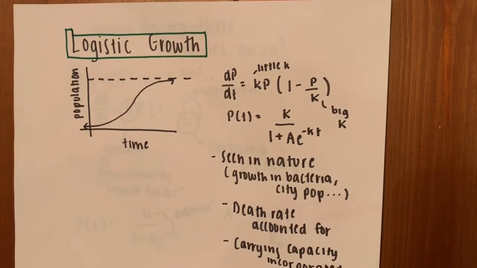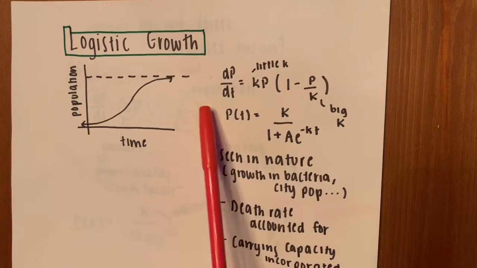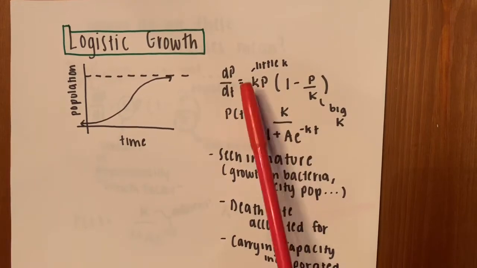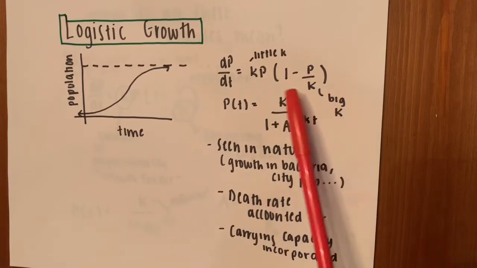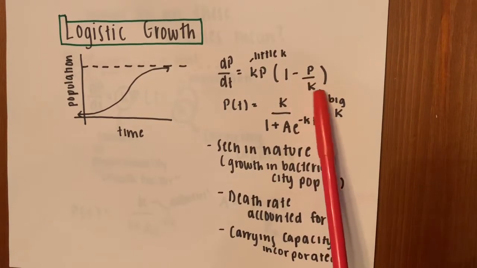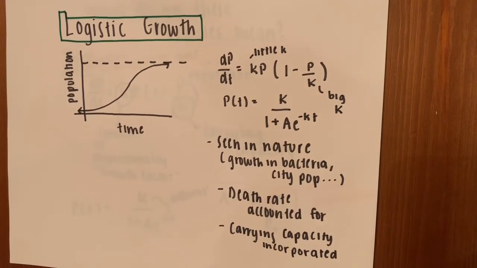Today we're going to be talking about logistic growth, which is a little bit different. So logistic growth is represented by the differential equation dP/dt is equal to the same constant of proportionality times the population, also multiplied by 1 minus P over K. And this K represents the carrying capacity, which is now taken into account.